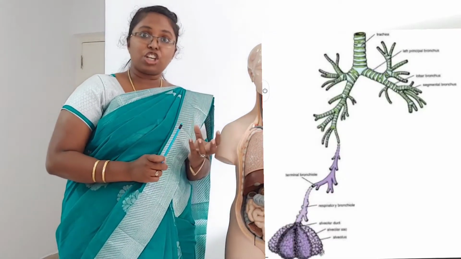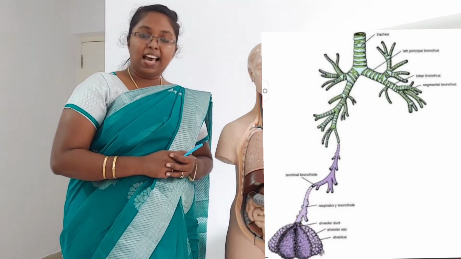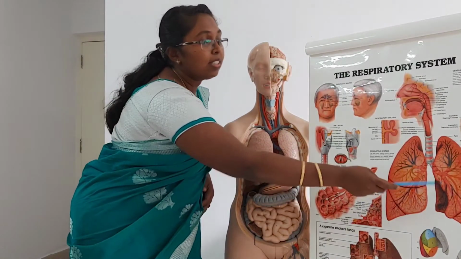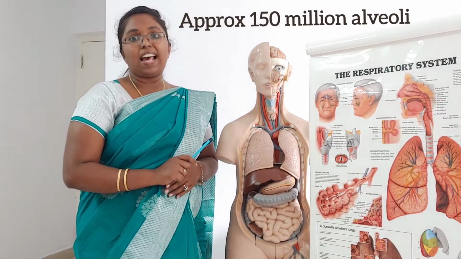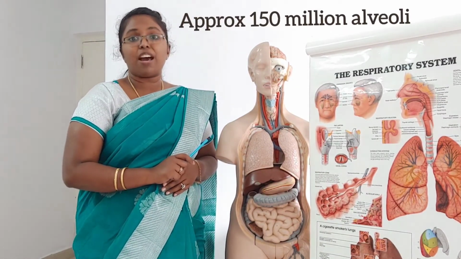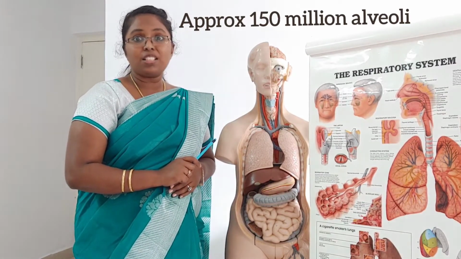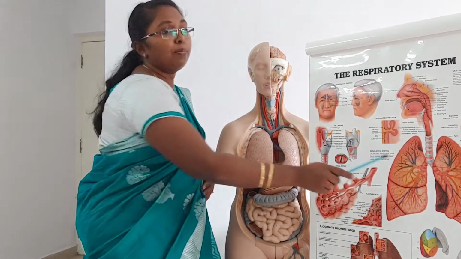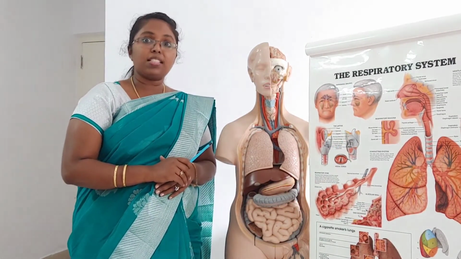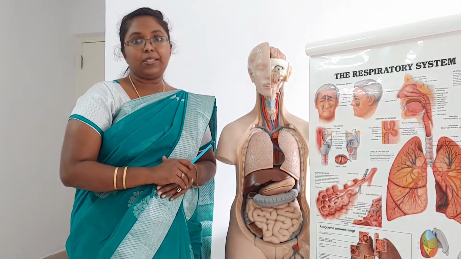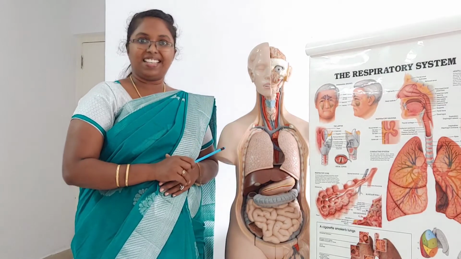Alveoli are the ball-like structures where the exchange of gases takes place. In one person, across both lungs, there are approximately 150 million alveoli. I hope this is clear. This is known as the tracheobronchial tree, from the trachea till the alveoli.